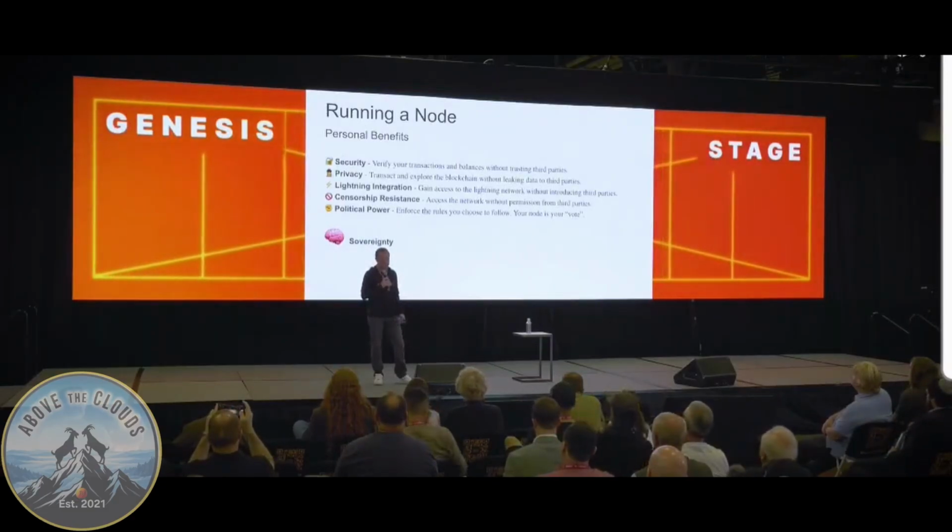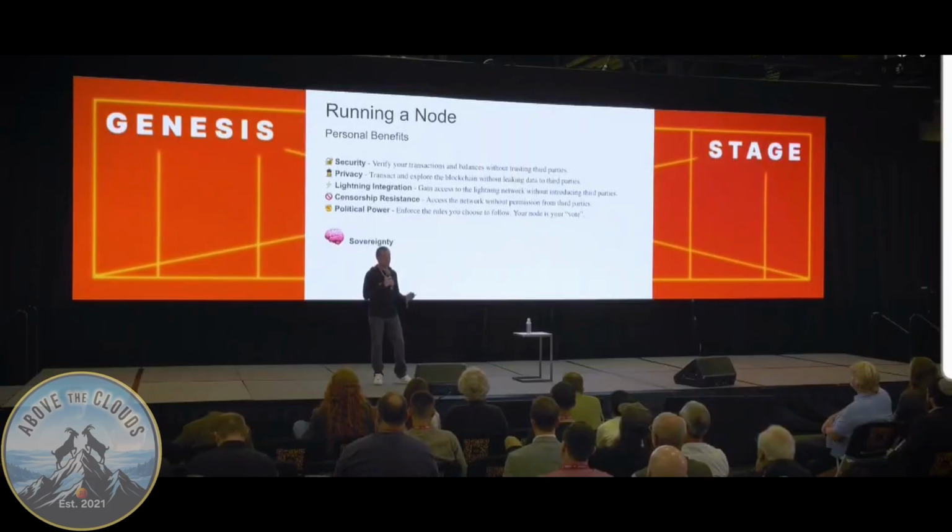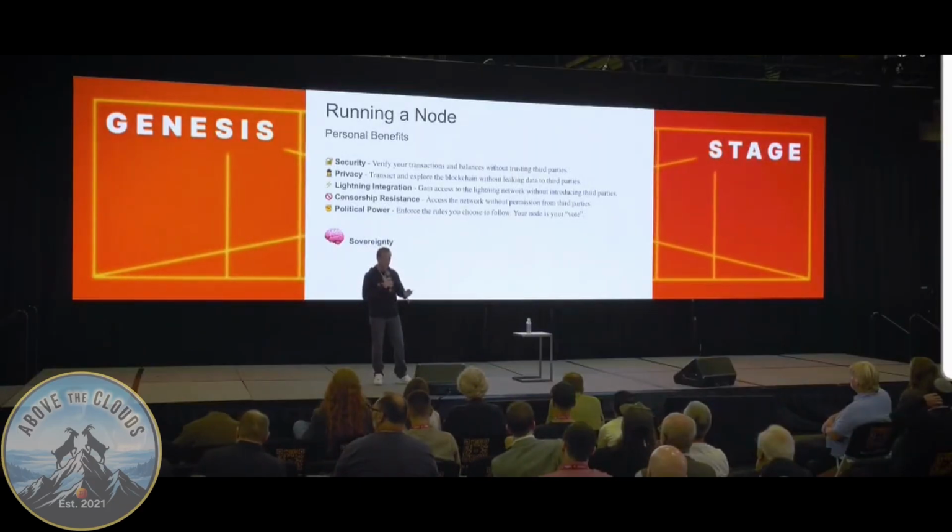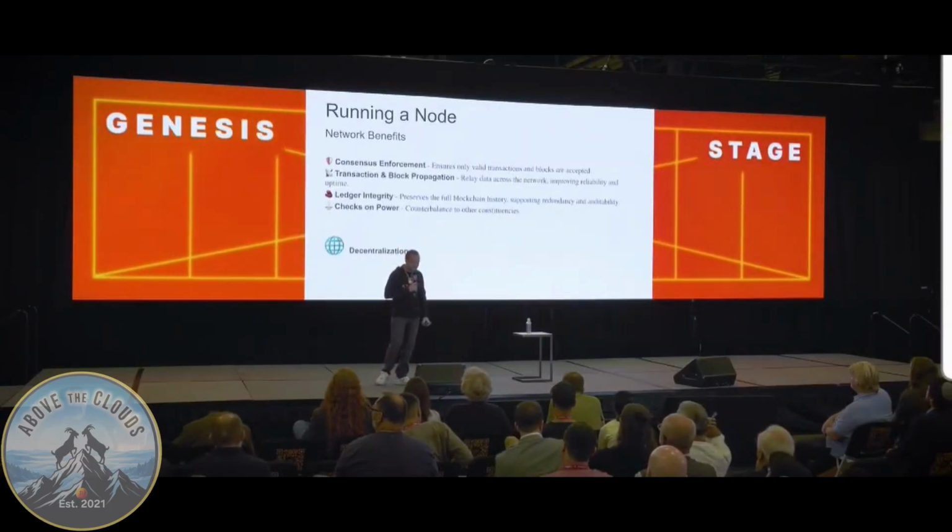Most of the political power you have is to cast a vote. Similar to the Bitcoin space. When you run a node, you get a vote. So I'll explain what that means here in a little more detail.